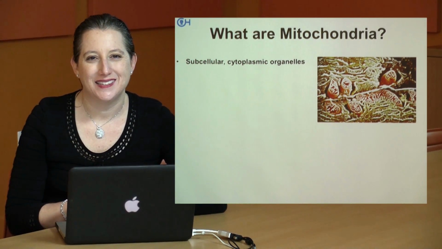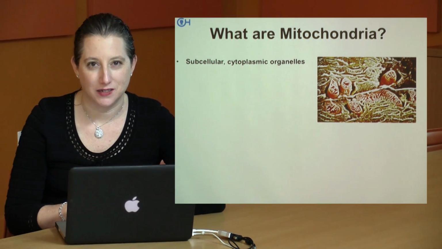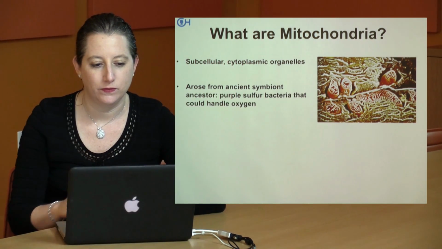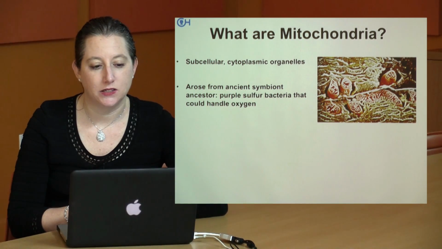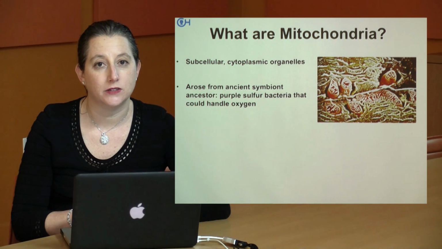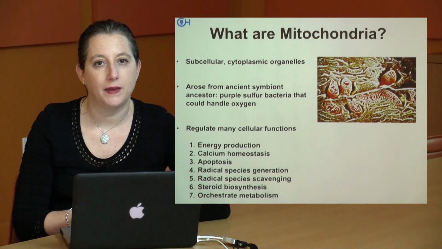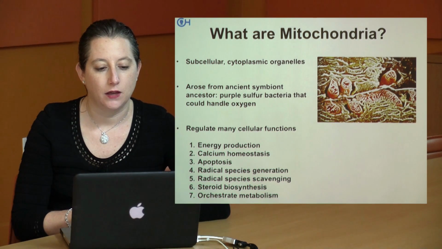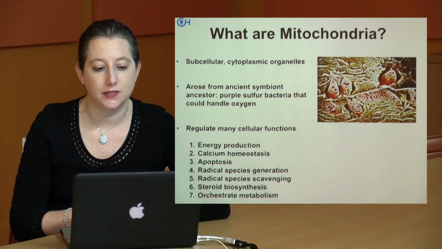So the question that always arises, and that most people who have completed high school biology are aware of, is that mitochondria are subcellular organelles in the cytoplasm. What's fascinating about them is that they arose from an ancient symbiont ancestor, purple sulfur bacteria, that could handle oxygen. This event happened about 2 billion years ago and enabled multicellular life to evolve. Because of that, mitochondria are shared from very basic organisms up through human beings, through many or nearly all evolutionary species, and they have extensive and conserved cellular functions.